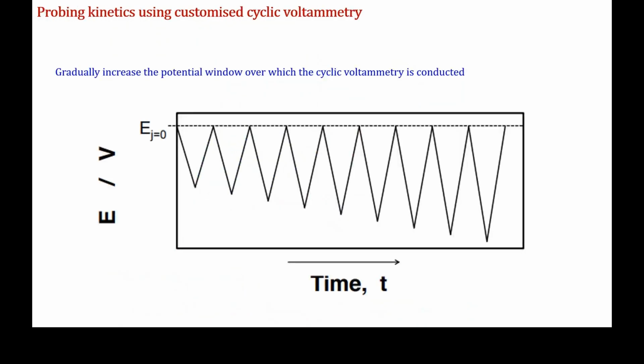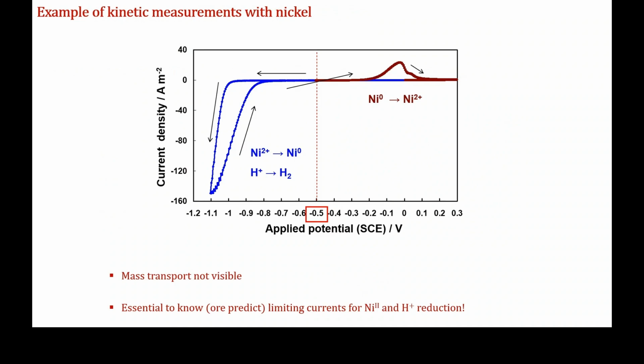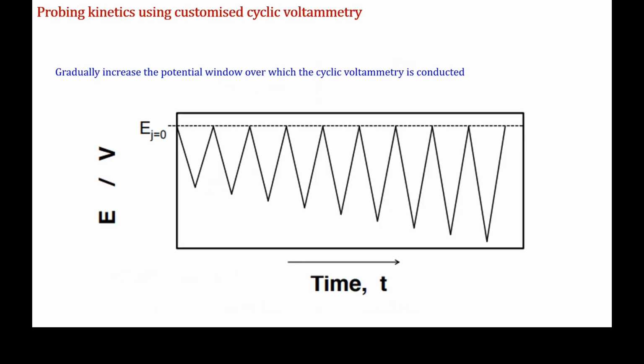So one way of probing the reaction is, instead of doing the potential sweep over this massive potential range, look, we've gone from between minus 1.1 and 0.3 here. So that's 1.4 volts of a sweep. That's massive, right? So we can do it more systematically, which is where we calculate our Nernst potential, marked here as J equals 0, and we apply that to the electrode. We expect nothing to happen.